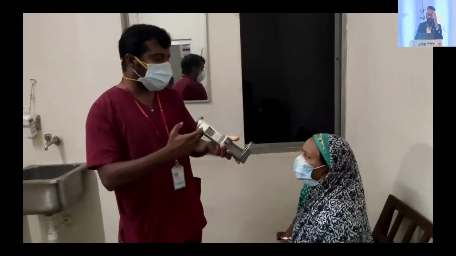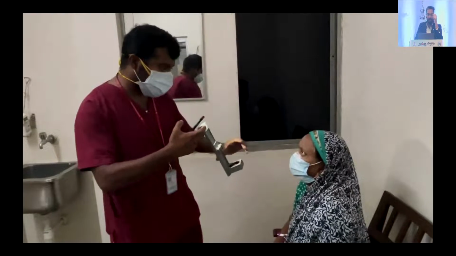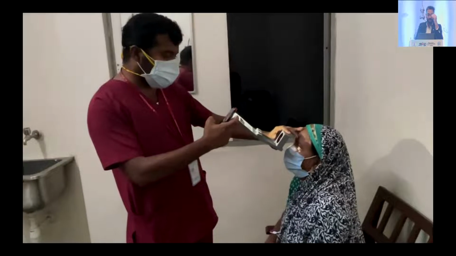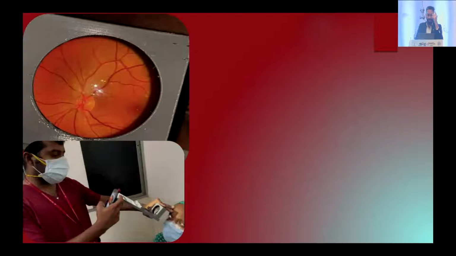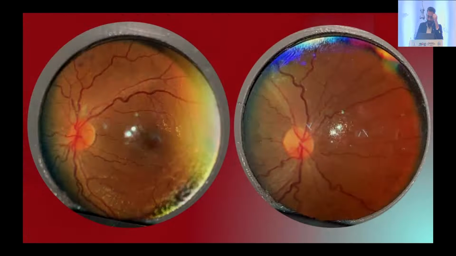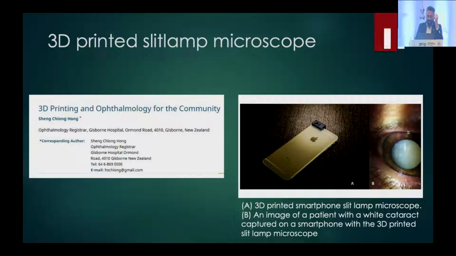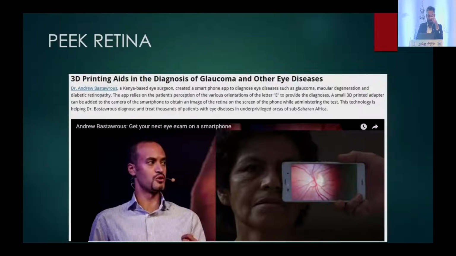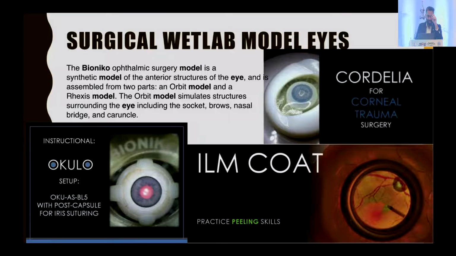Here you can see the demonstration of how it is foldable, and it is very easy to keep in your pocket itself. You can just take it around in your pocket, open it and start taking fundus images on the spot. This is a 3D printed slit lamp. You can have a slit along with a magnifying lens, which will help you convert your phone into a slit lamp. There is even a PEEK retina, which is 3D printed, for taking images of the disc.